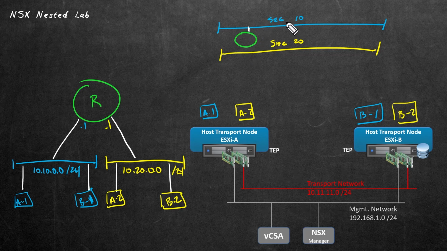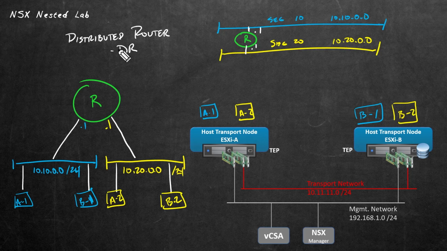For the interface that connects up to segment 10, we could use, for example, .1 or any other address that's not being used on the network segment. And over here, we could use .1 as well on the 10.20 network. That's how we can logically implement routing. Now, it's called a distributed router, and the acronym is DR. That acronym DR also has other meanings in different protocols such as OSPF, but in the world of NSX, it simply refers to a logical layer 3 router that's been implemented in NSX.